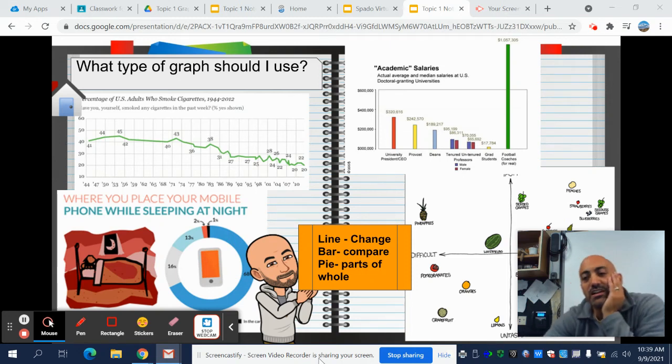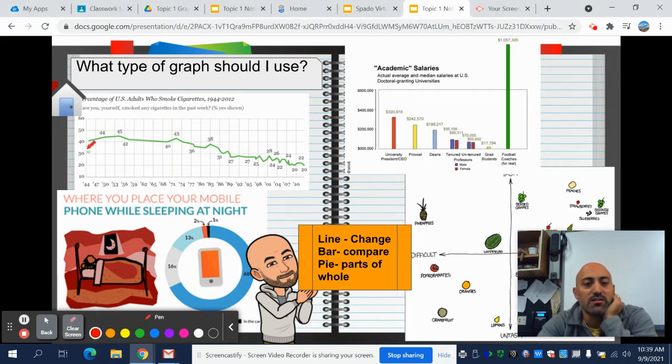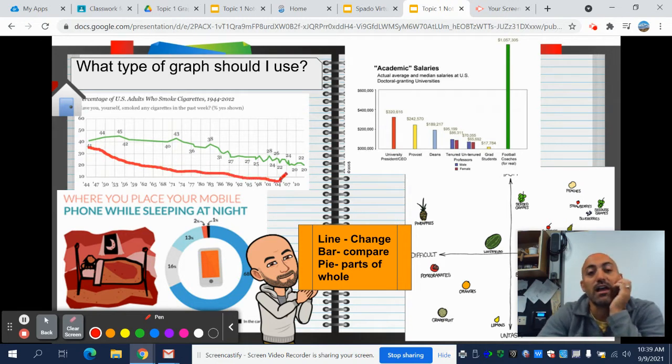So figuring out which kind of graph to use for which situation. Let's go through the different types. If we look right here, this graph, you can see the line is basically going down. Okay, so that's showing a change. Line graphs show changes. This is adults who smoke cigarettes from 1944 to 2012. Makes sense that it's going down.